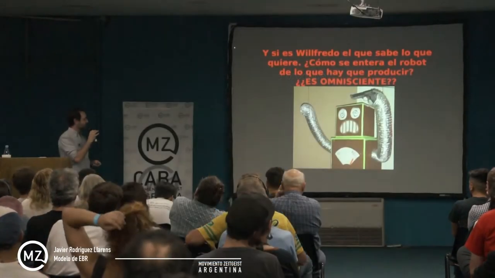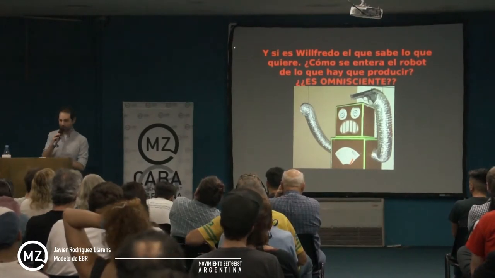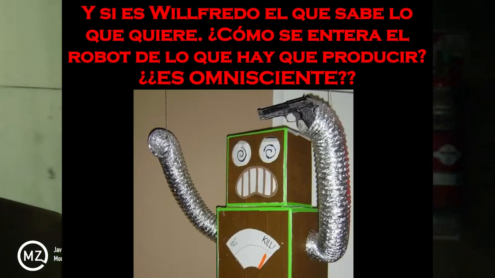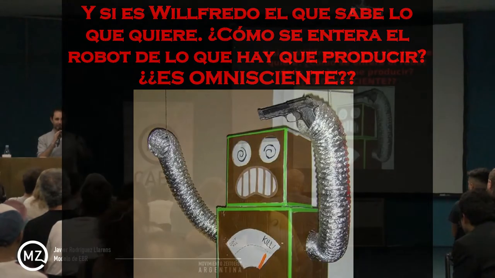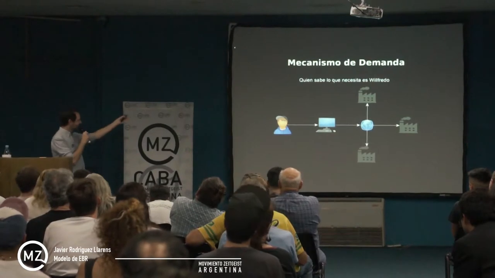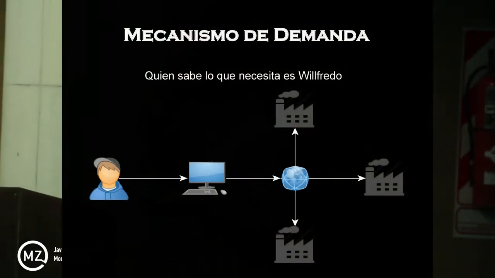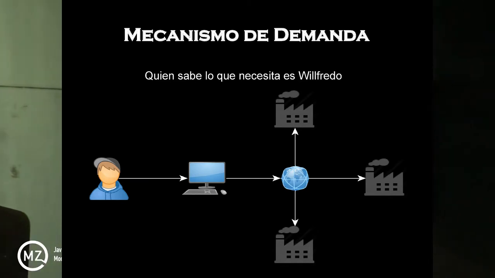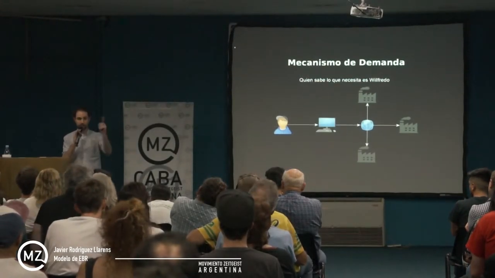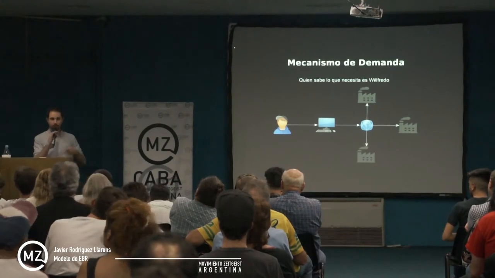So, how does the robot learn what it has to produce? Is it an ubiquitous robot? Is it a robot that knows it all? So there is an evil, ubiquitous robot that tells people what to do? No, there is a mechanism of demand. It is people who tell the productive system what is required. Imagine that somebody goes into an Amazon for the resource-based economy, and they run a search for a t-shirt. Today, you will have several bidders. You choose the one you want. You make the payment, and the person collects the money and sends you the t-shirt.